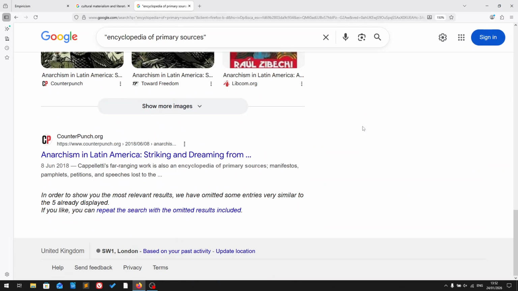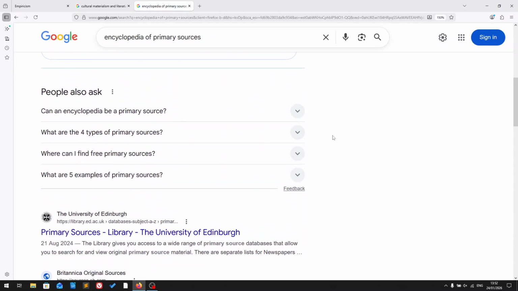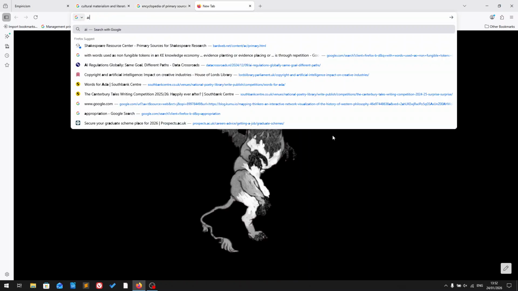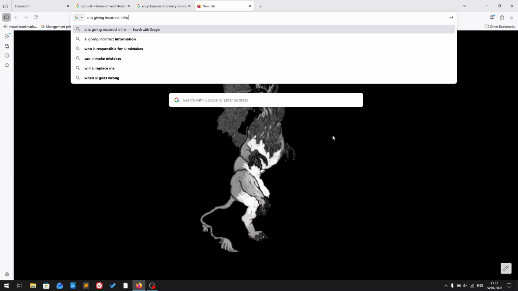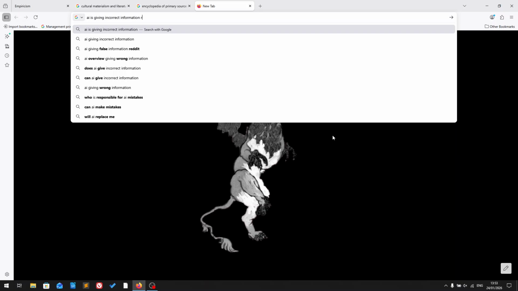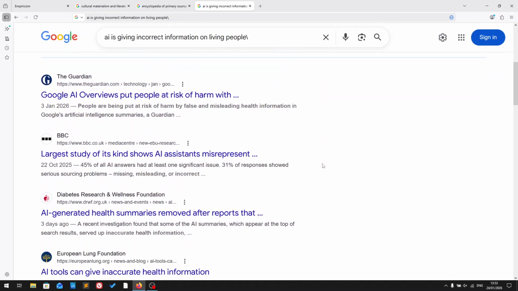Encyclopedia, primary sources, and you don't want the AI on this because AI is giving incorrect information on living people. Is that correct? I don't know. Find out.